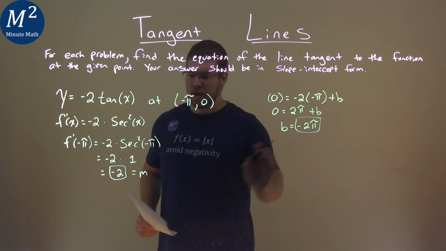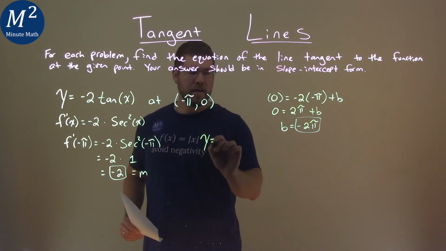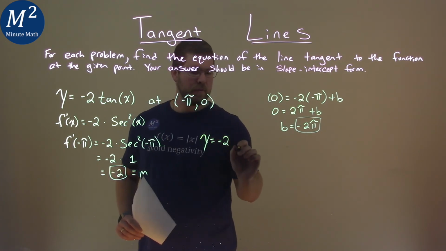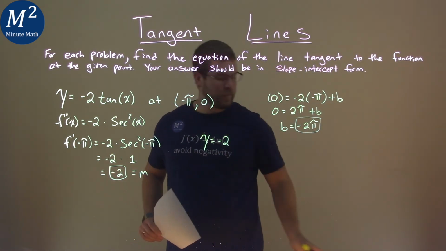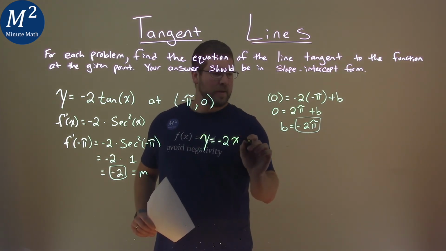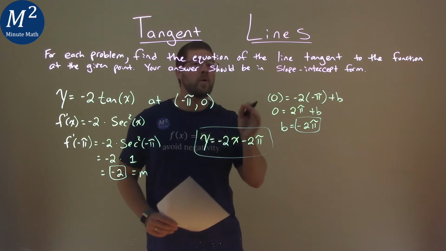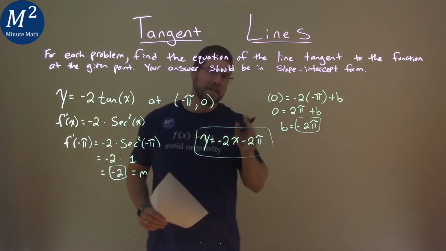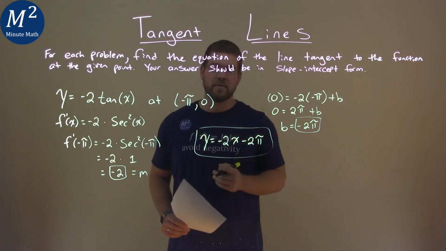We have our b value, we have our m value, y-intercept and slope. We have y equals our slope, negative 2, negative 2x, minus 2 pi, and that is the equation of the line tangent to the function at negative pi comma 0, and again, our final answer.